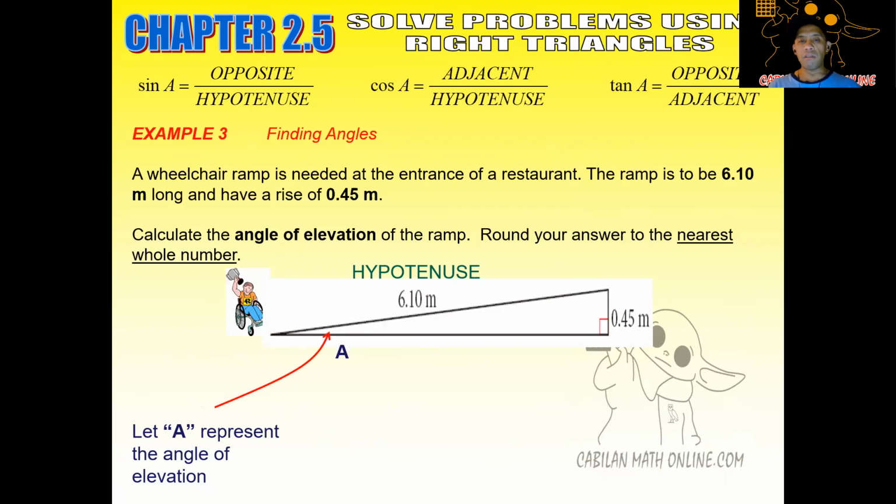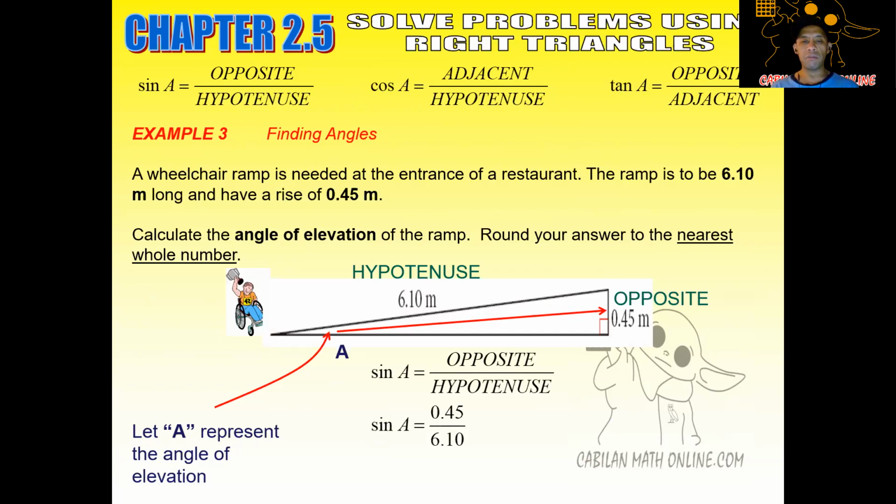As you can see here, we've labeled the hypotenuse first because it was the side directly across from the box. Since that's the hypotenuse, the side directly across from the angle will be the opposite. Now you have to take a look at all three ratios and see which one has hypotenuse and opposite. In this case, you can see that's going to be the sine ratio. Let's put the numbers in. The opposite here would be the 0.45, and the hypotenuse is 6.10.